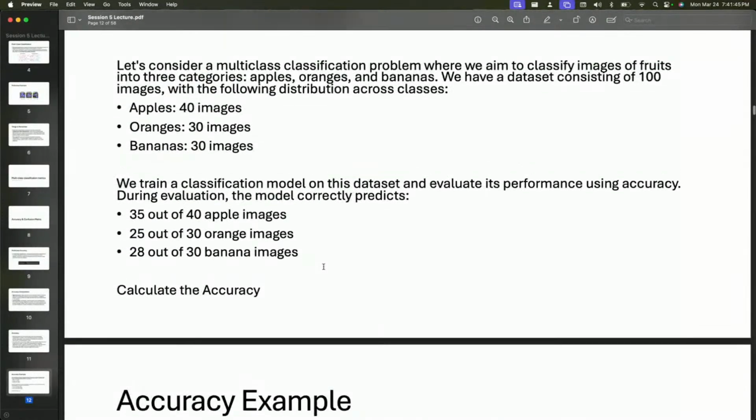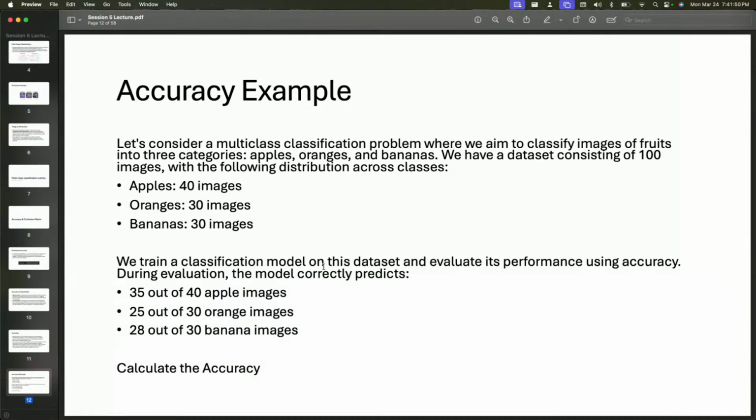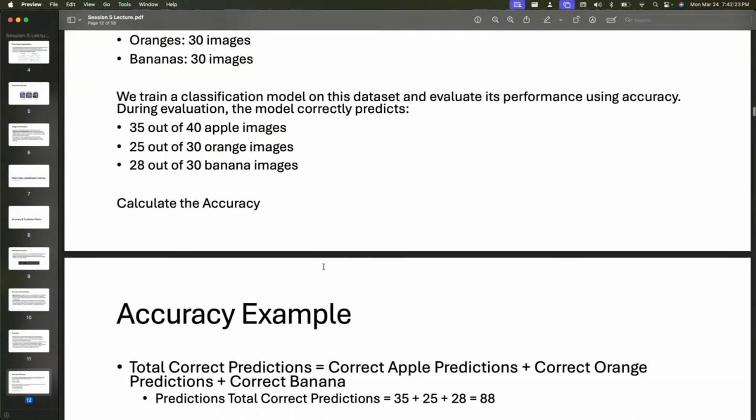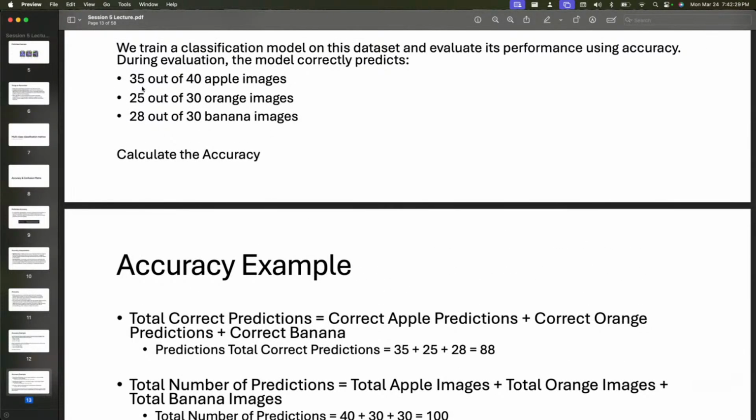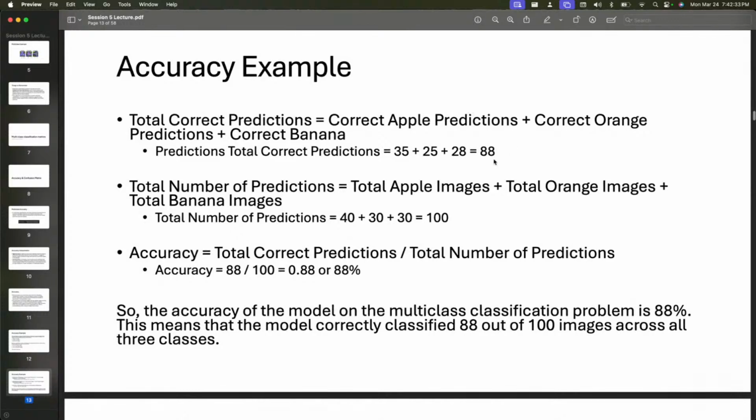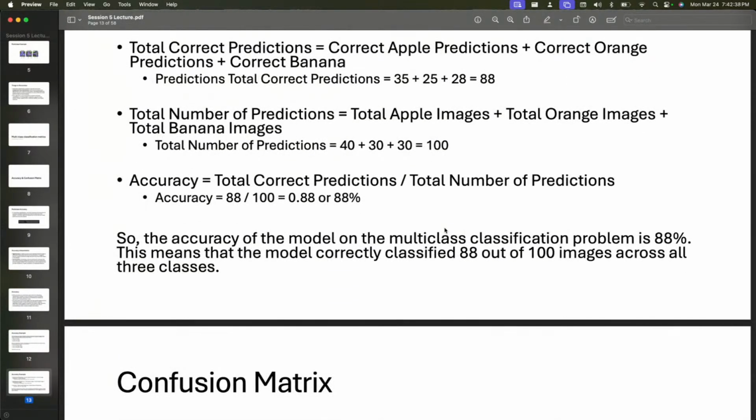I want to get to the weighting here. So if we can look at this problem here, there's nothing surprising in this. We have a multi-class classification problem where we're aiming to classify the images of fruits into 3 categories: apples, bananas, and oranges. If we are correct 35 out of 40 times on the apples, correct 25 out of 30 times on the oranges, correct 28 out of 30 times on the banana, then we can just add up the number of times that we were correct over all of the predictions that we made. So the number of times we were correct would be 35 plus 25 plus 28. We're going to get 88. Take that over 100, 88%. So multi-class classification accuracy doesn't really feel or look that different from binary classification accuracy.